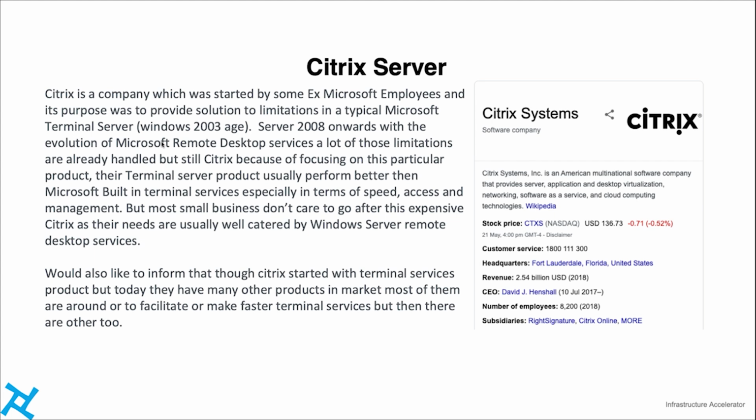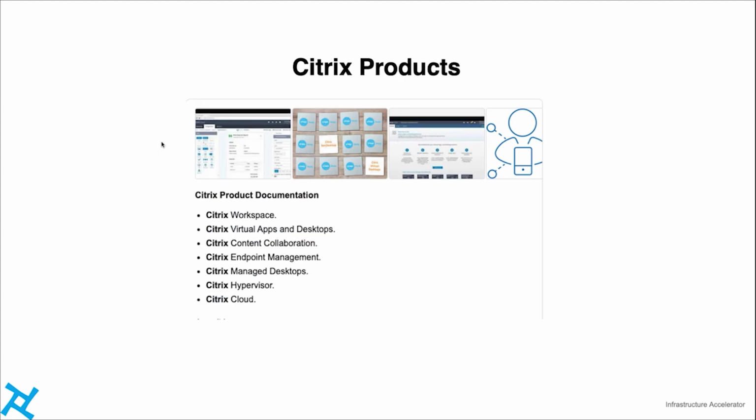I would also like to inform you that though Citrix started as a terminal service product, today there are many more products in the market, and most of them are around to facilitate or make terminal services faster. But then there are others too. This is just about Citrix. It's an American multinational software company that provides server, application and desktop virtualization, networking, software as a service, and cloud computing technology. So, like I said, they are doing a lot of products. Some of the Citrix products are Citrix Workspace, Citrix Virtual Apps and Desktops, Citrix Content Collaboration, Citrix Endpoint Management, Citrix Managed Desktops, Citrix Hypervisor, and Citrix Cloud.